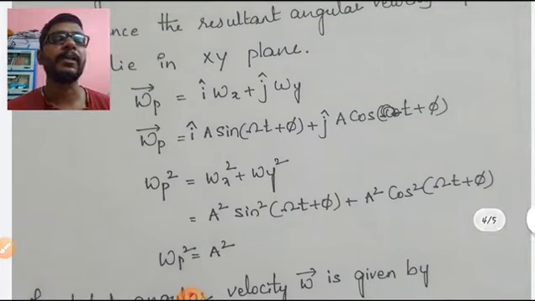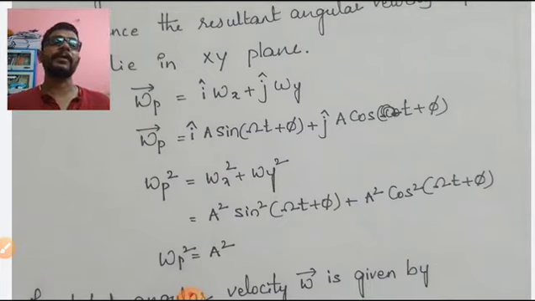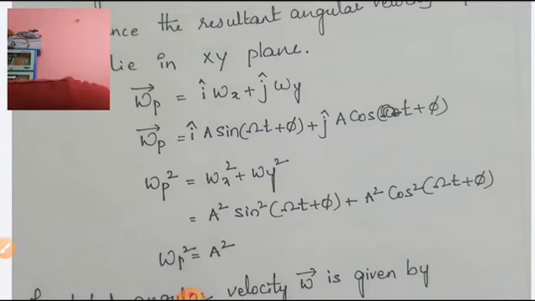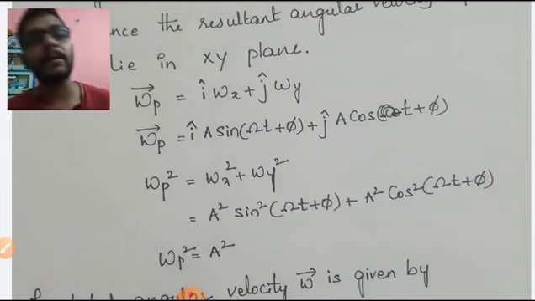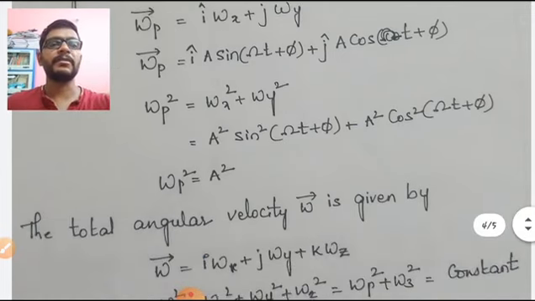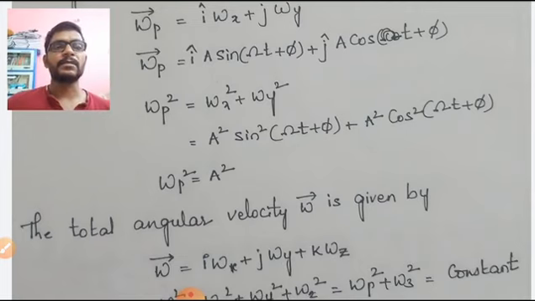And squaring this term, the amplitude omega p square is equal to omega x square plus omega y square. Squaring the terms we'll get a square, and if we take a square common, we get sine square omega t plus pi plus cos square omega t plus pi. We know that sine square theta plus cos square theta is equal to 1, right? So substituting that value, omega p square is equal to a square, which is a constant term.